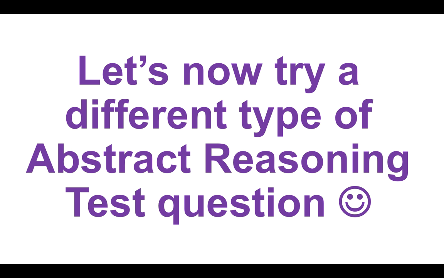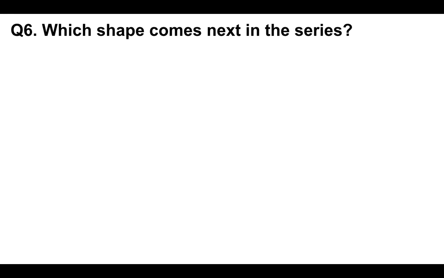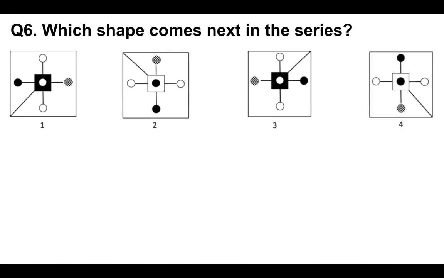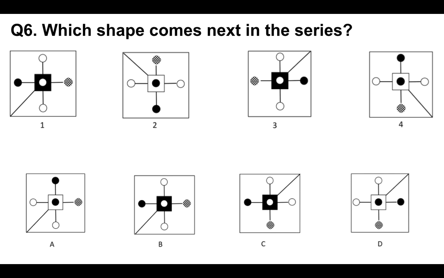Okay, well done, brilliant. Let's now try a different type of abstract reasoning test question. Let's get a little bit harder as we progress. Which shape comes next in the series? Okay, so again, looking at this, we just have a mass of different shapes. We've got circles with different colours, shaded parts. We've got a diagonal line on here, and we need to decide which one comes next in the series from A, B, C, or D.